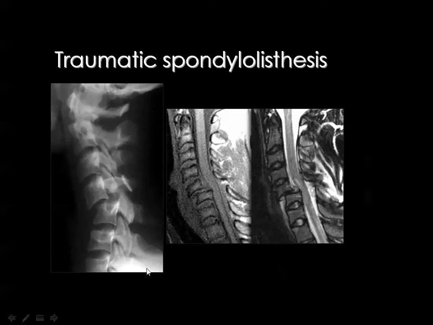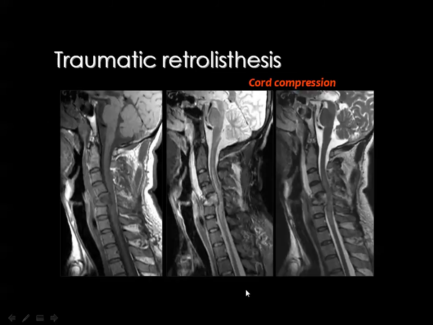And this is the traumatic spondylolisthesis of C5 over C6. You can see that there is deformity of the spinal canal with faint intramedullary area of high signal in T2 weighted images, which is not appreciated in T1 weighted images, denoting the presence of cord edema.